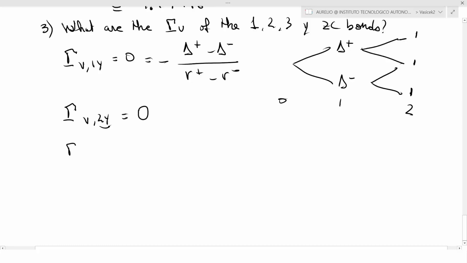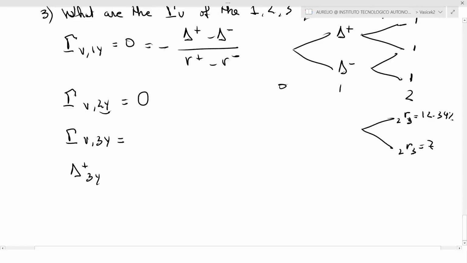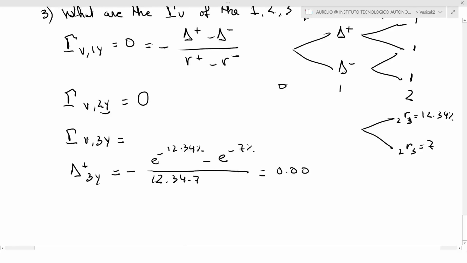Now, the one that is going to be interesting is the gamma Vasicek of the 3-year bond. So for this one, we have to first compute the delta plus of the 3-year bond. So let's see what the delta plus is. To compute the delta plus of the 3-year bond, we need the short rate, the one that goes from 2 to 3 in the up scenario and 2 to 3 in the down scenario. So the delta plus is going to be e to the minus 12.34% minus e to the minus 7% over the change in rates. So it's going to be 12.34 minus 7. And this is equal to 0.009079.